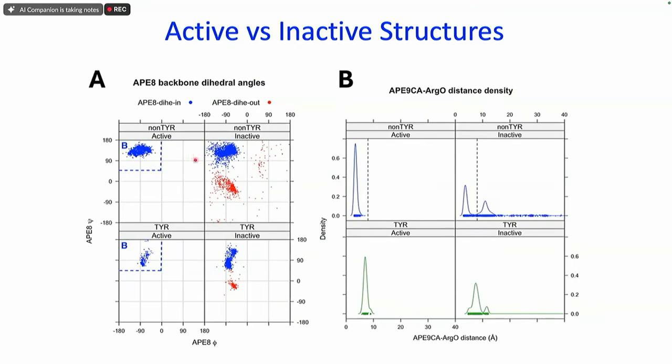The first row are the non-tyrosine kinases, the second row are the tyrosine kinases. The same thing for the distances. This is one of the distances that we use, the one between residue 9 and that arginine. In the active one, they're all better than 4 angstroms in the non-tyrosine kinases. In the inactive structures, some of them are active by that criterion, but many of them are inactive by that criterion. So we did this for all of our different distances and dihedral angles.